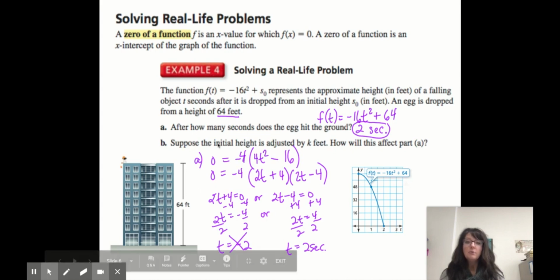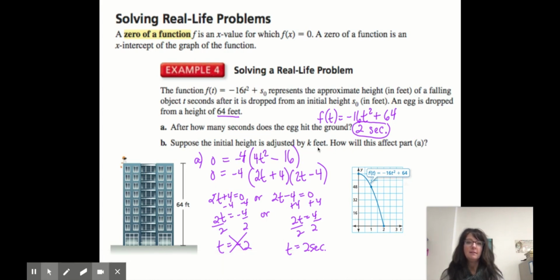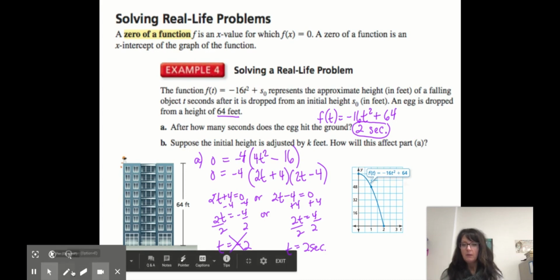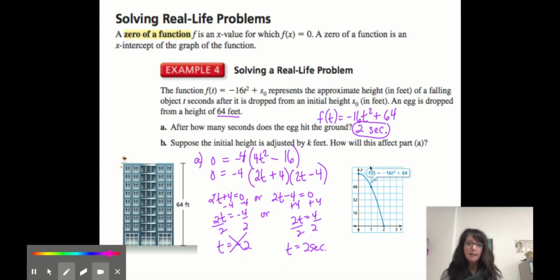Okay, so now suppose the initial height is adjusted by k feet. How will this affect it? Well, think about this. If we take this initial height 64 and we add to it, whatever it might be, add k, it doesn't matter, we shift it up. What that's going to do is bring that parabola up, and it will intersect here. So it would take longer to fall if we adjusted k.